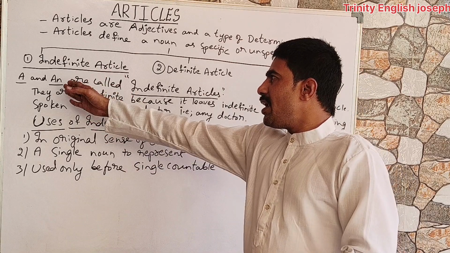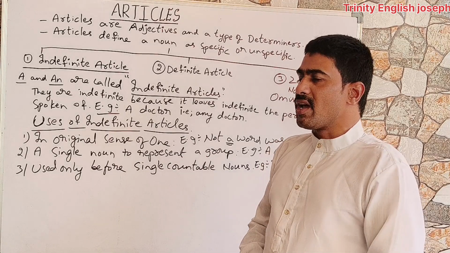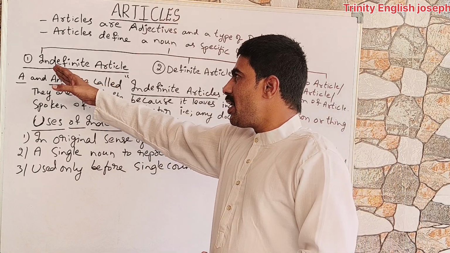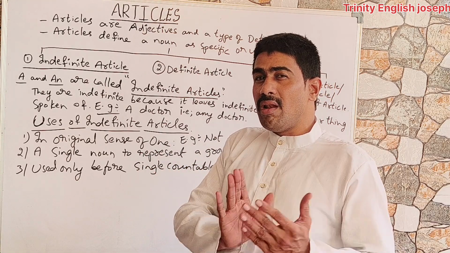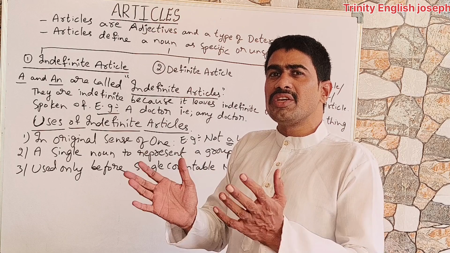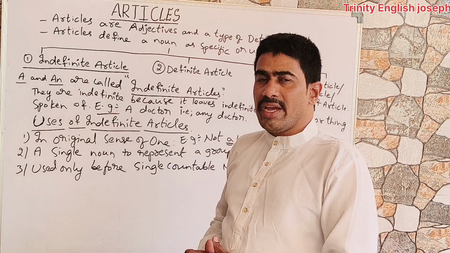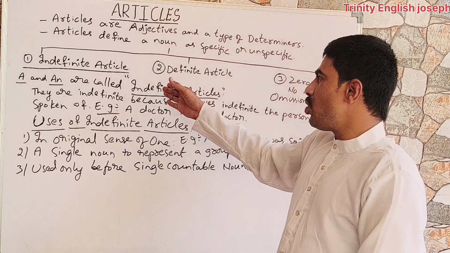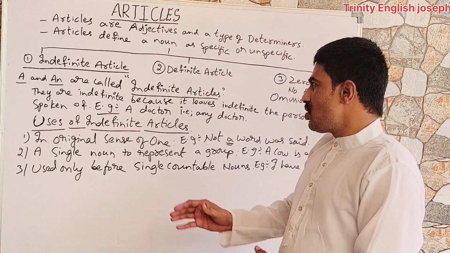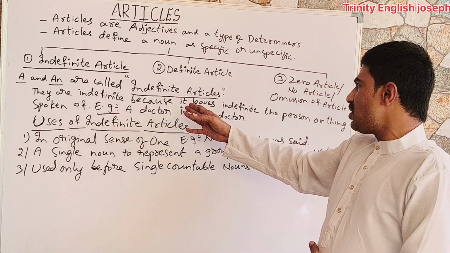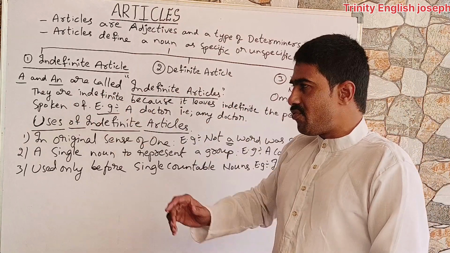A and an, these two articles are called indefinite articles. The moment you look at indefinite, in means not: in, un, il. All these prefixes mean not. So which is not definite is called indefinite. In this way, we call a and an indefinite articles, because they leave indefinite the person or thing spoken of.